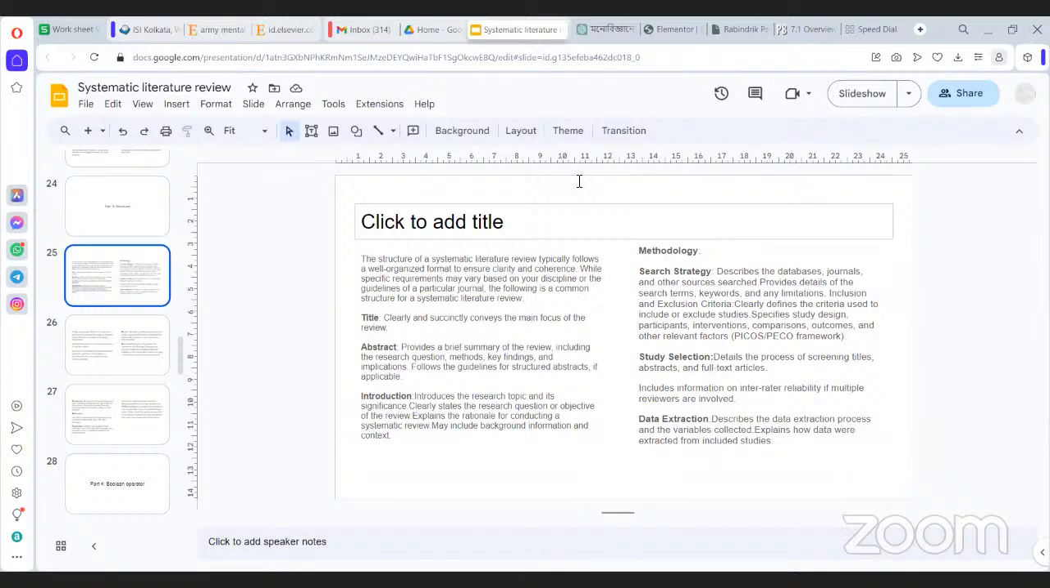Next is the methodology. It includes the search strategy. It describes the databases, journals, and other sources searched. It provides details of the search terms, keywords, and any limitations. Inclusion and exclusion criteria clearly define the criteria used to include or exclude the studies. It specifies study design, participants, interventions, comparisons, outcomes, and other relevant factors. PICOS or PICO framework.